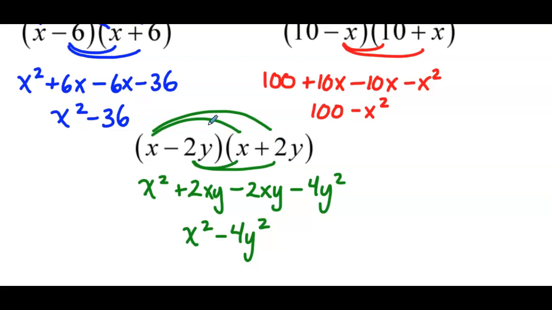So notice each of the products. We have x squared minus 36, 100 minus x squared, x squared minus 4y squared. See if you notice any similarities in each of the products. And then look back at the original multiplication. x minus 6 times x plus 6. 10 minus x times 10 plus x. x minus 2y times x plus 2y. So hopefully you've noticed a few key characteristics that we're going to use to answer the following questions.